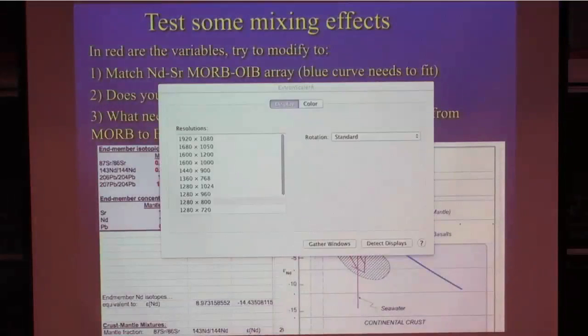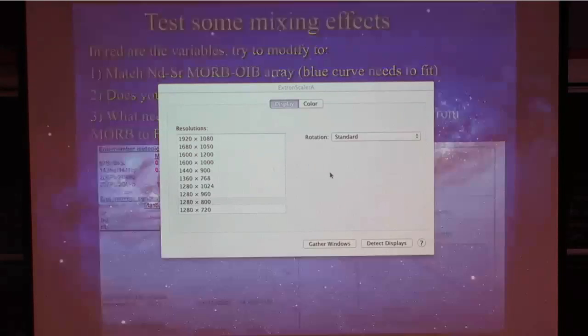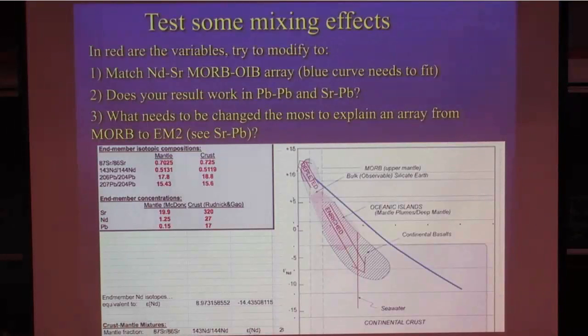All right, and then I had a few goals. Oh, well, you don't really need to see that. It's connected to a screen. That should be better. All right, so some of the things to try. The easiest one is to try and make this blue curve fit what's called the mantle array, sometimes the mid-ocean ridge and the ocean island basalts. So that's one exercise. But then the second part is, once you've made that work, check the other plots and see if your solution for this also can work for the other isotopes.